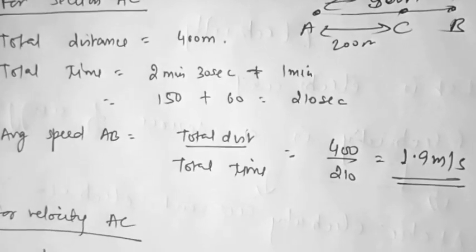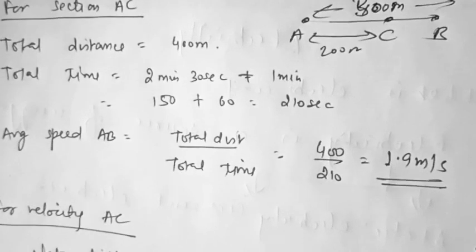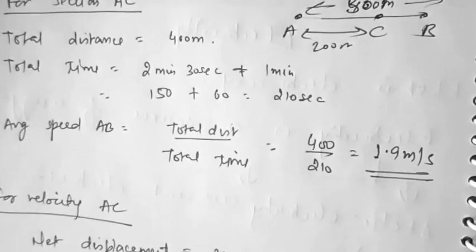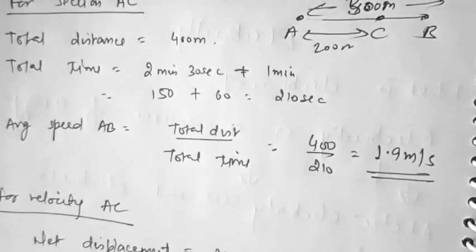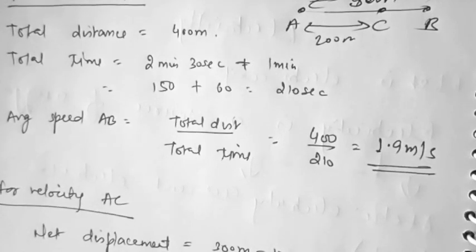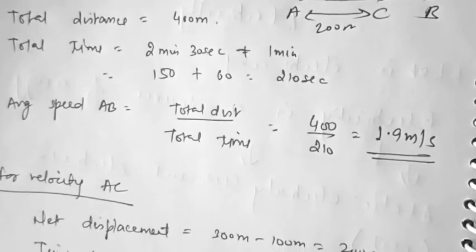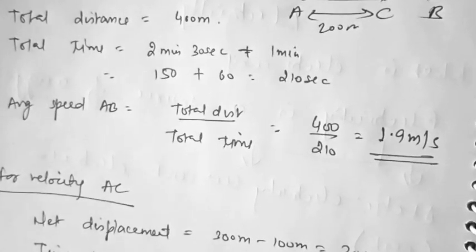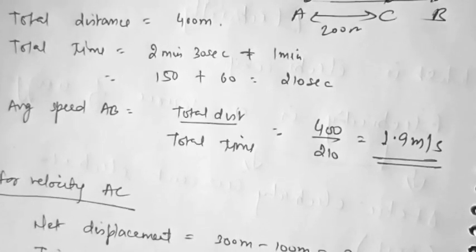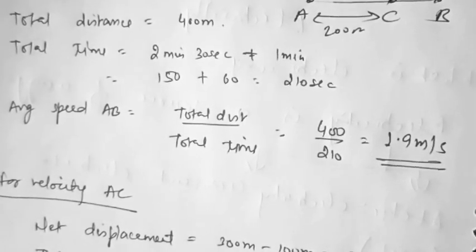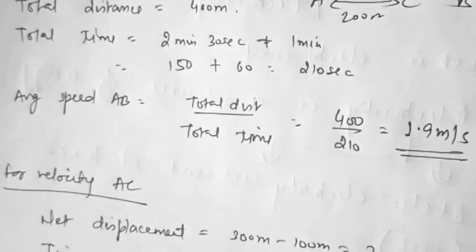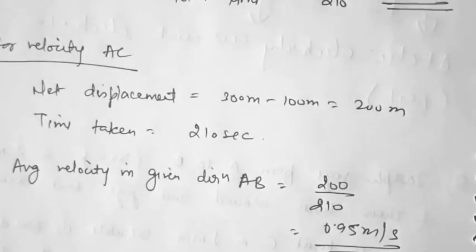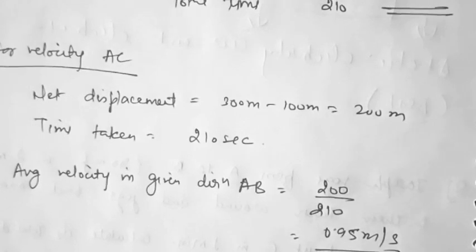As soon as we go to section AC, the distance and displacement change. From moving from point A to C, the path covered was from A to B and then B to C. So the total distance covered was 400 meter and the total time taken was 2 minutes 30 seconds plus 1 minute, that is 210 seconds. Average speed is total distance upon total time, that is 400 upon 210 seconds, that is 1.9 meter per second. And the net displacement is now 200 meter. So the velocity becomes displacement upon time, that is 200 upon 210, that is 0.95 meter per second.